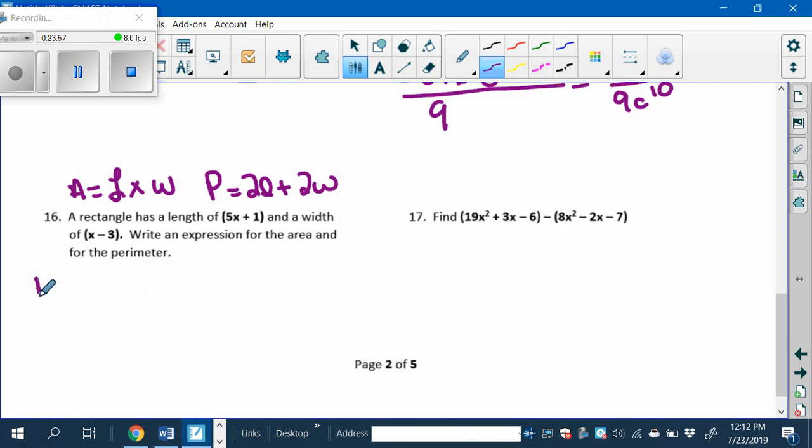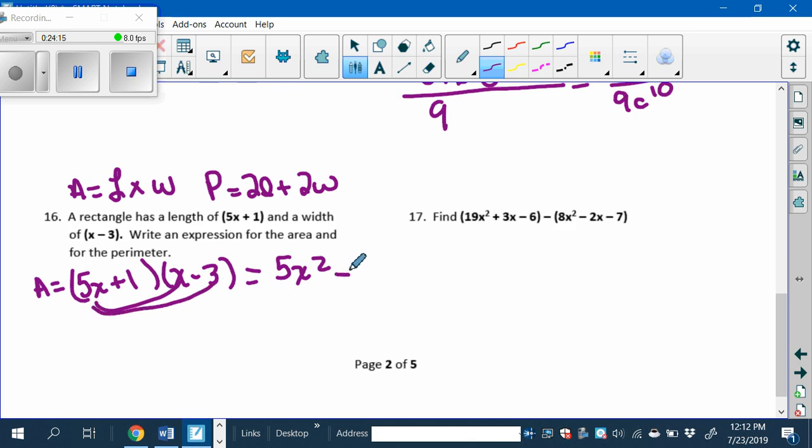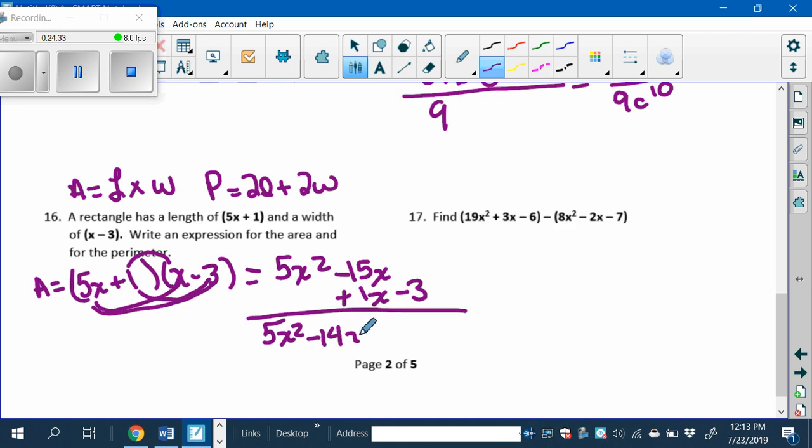So first thing I'm going to do is multiply 5x plus 1 times x minus 3. Okay, so I do 5x times x, which is 5x squared, and then 5x times -3, which is -15x. And then I distribute the 1 in. So that's 1 times x, so that's plus 1x. And then 1 times -3, which is -3. Okay, so now I have 5x squared minus 14x minus 3, because I have to combine these like terms. So that's the area. Now the perimeter is 2 lengths plus 2 widths.